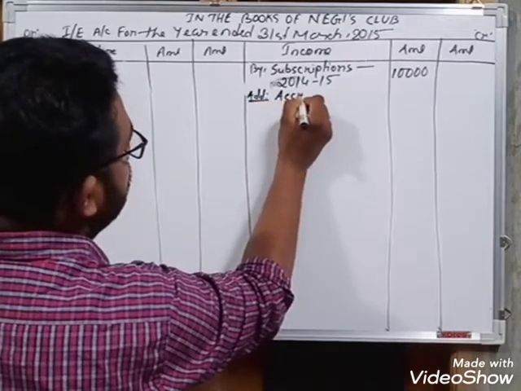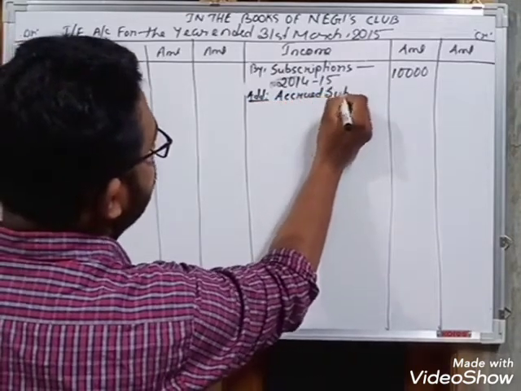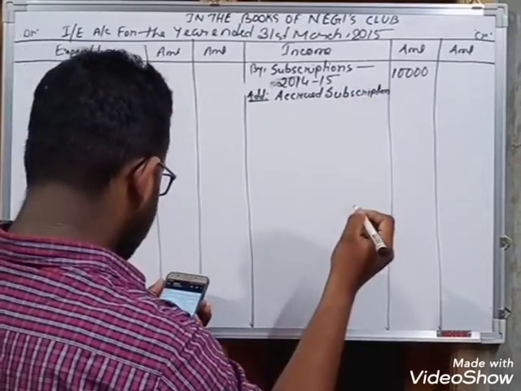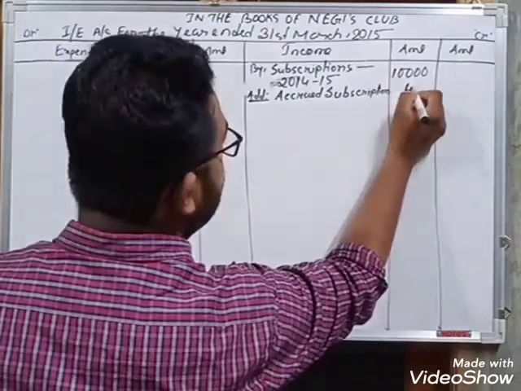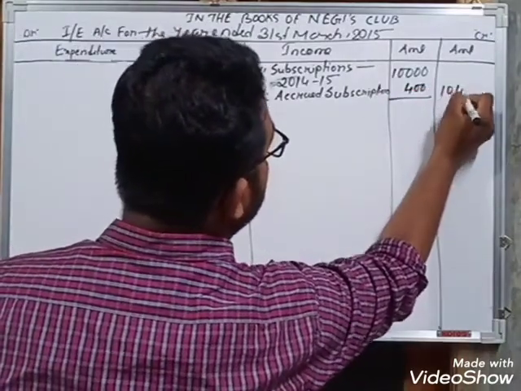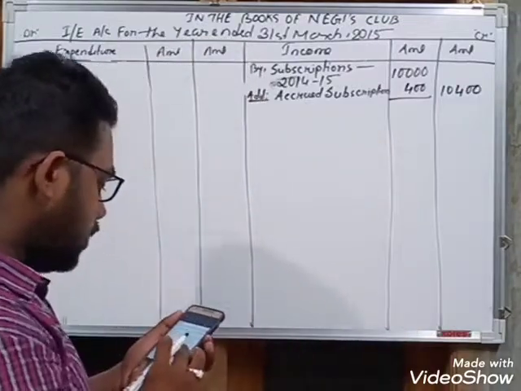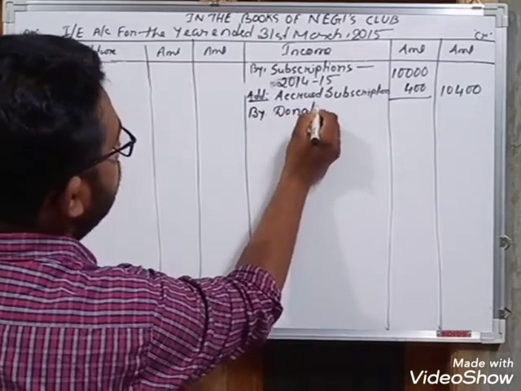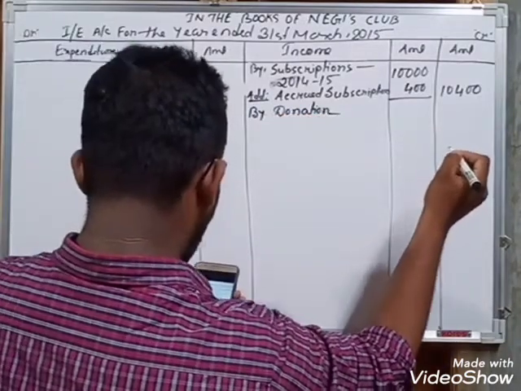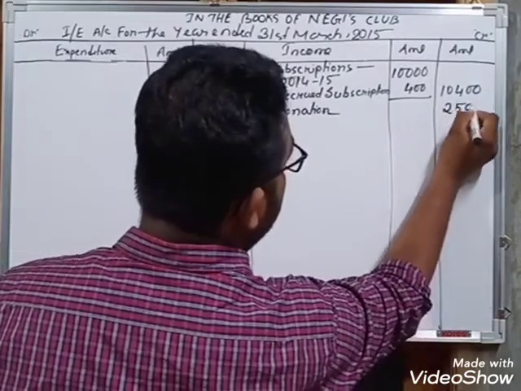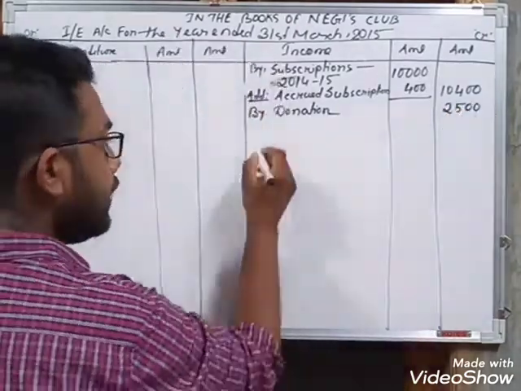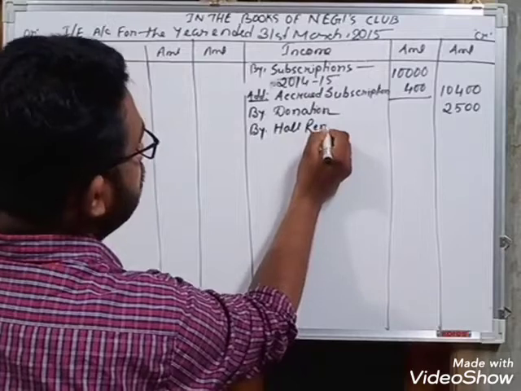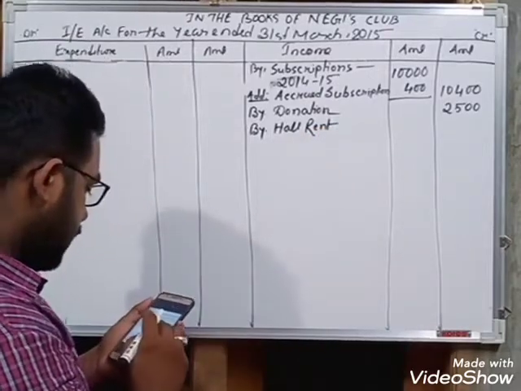That is subscription accrued. So that means we have to add accrued subscription, and the amount is 400, so 10,400. Next one is donation, by donation, because it is a general donation. By donation, the amount is rupees 2500. Next, hall rent, it is also income. By hall rent, rupees 300.